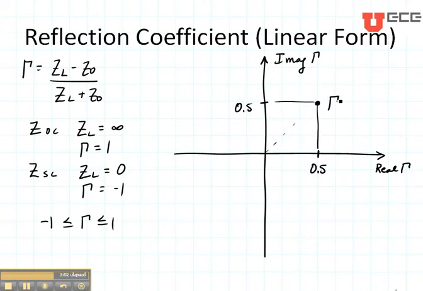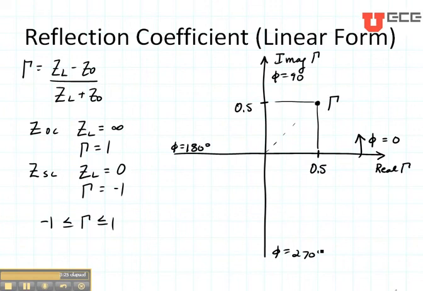Now I could also convert this to a polar form. We start the phase right here from 0. So here is phase equals 0 on the real axis. Phase equal 90 degrees would be here on the imaginary axis. Phase is 180 degrees on the negative real axis. Phase is 270 degrees on the negative imaginary axis.